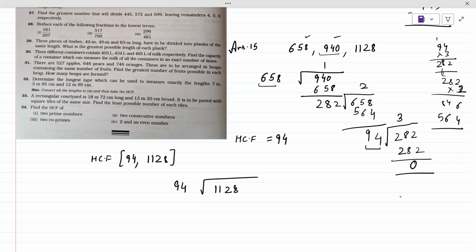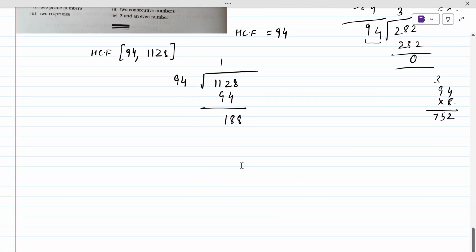So let's try this with 8. Okay, let me do it using 3 digits only. So we will have 1 here, and 12 minus 4 will give us 8, and 1 here, and again 188. So I'll keep on doing this. Yeah. So what we have next here is 94 into 2.